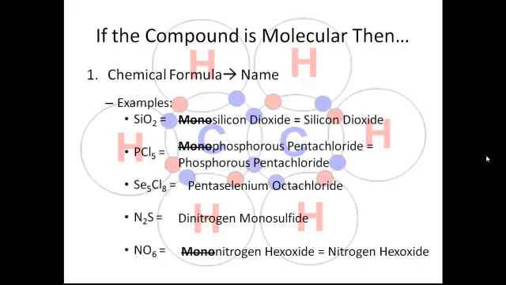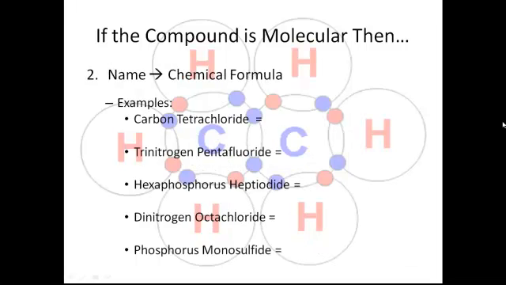If we go backwards, it's actually quite simple as long as you know your prefixes. You'll see a name like this and have to come up with the formula. You don't have to do crisscrosses or anything like that. You just write down what you hear. Carbon is just the letter C. Tetrachloride, well, chloride, that comes from chlorine, that's Cl. But you know how many in your prefix? Tetra, that's 4. So C, Cl4.